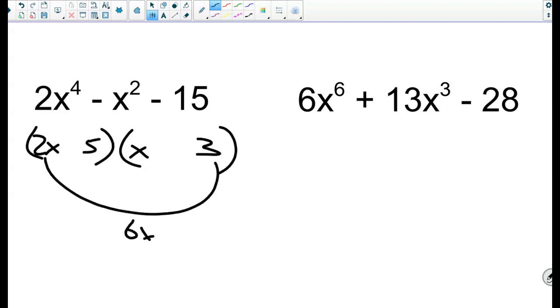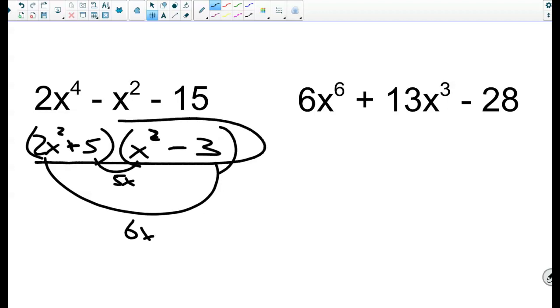So that gives me 6x and that gives me 5x. And I need a negative x in the middle. So that makes this negative, that makes this positive. The only difference is, if it's x to the fourth and x squared in the middle, you're always going to use this middle exponent on both variables. That's my answer.